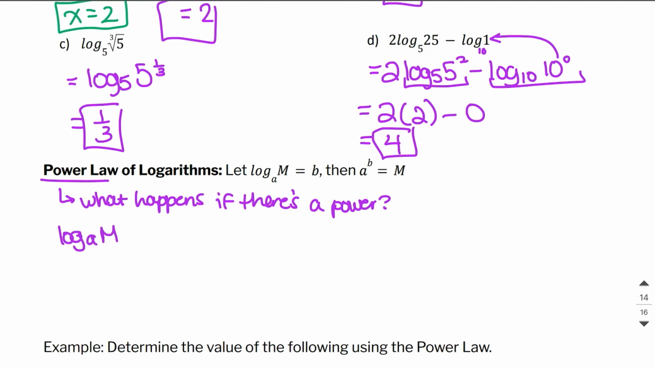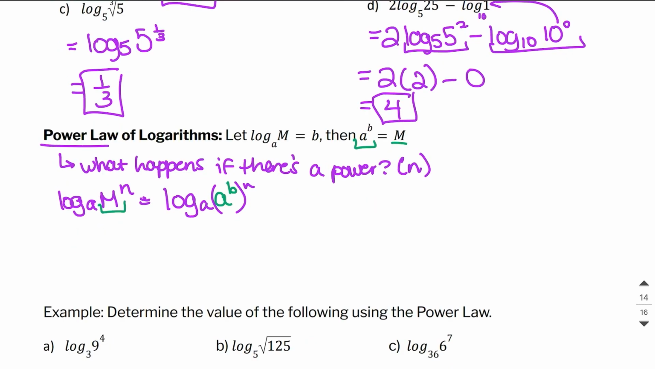So I'm going to write log base a of m, and then I'm going to add in a power. We're going to call this power n. And I want to know, what's going to happen if I have this power right here? For starters, we know that m is equal to a to the power of b. So I can replace this m with a to the power of b. I would say log base a of m, which is also a to the power of b, and then that's all raised to the power of n, because we have this n right here.